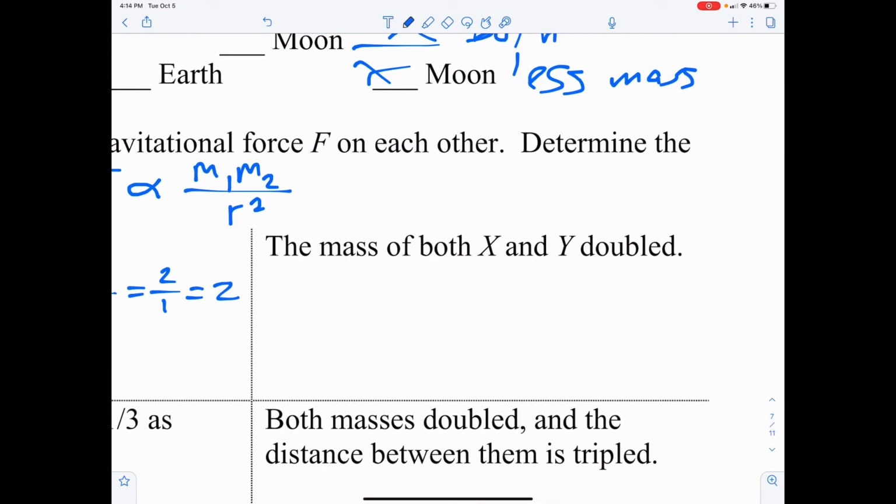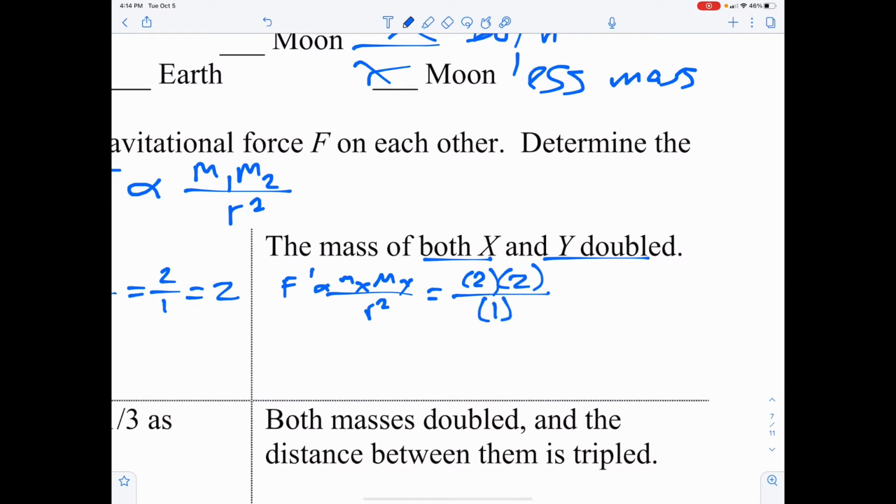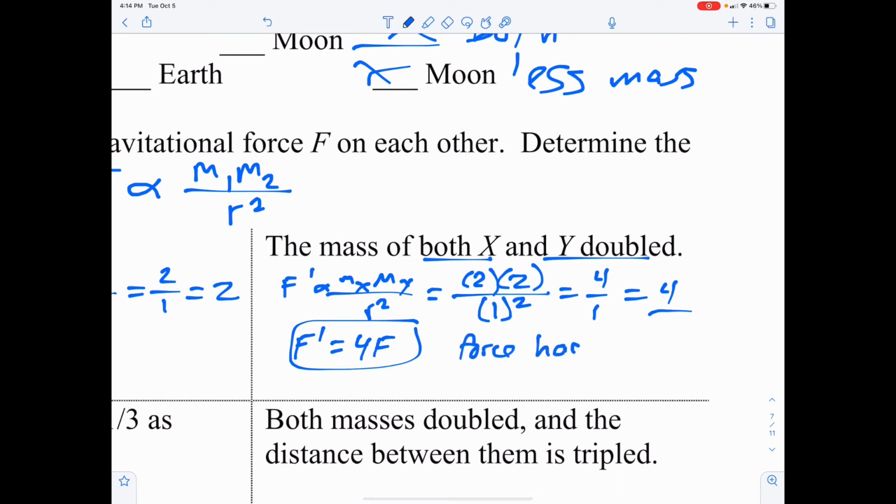Now, what if both x and y are both doubled? So mass of x times mass of y divided by r squared. If mass x doubles, we replace that with a 2. Mass y also doubles, we replace that with a 2, divided by the distance, which did not change at all, so I replace that r with a 1 squared, and I get 4 over 1, which is 4. What does that mean? It means the new force is 4 times greater than the other force. The gravitational force has quadrupled.